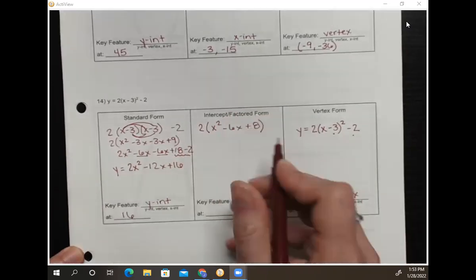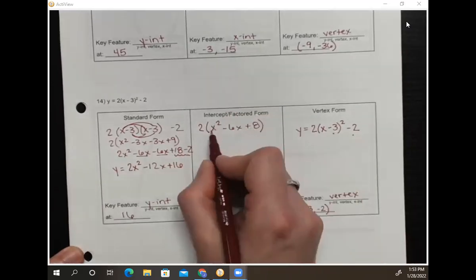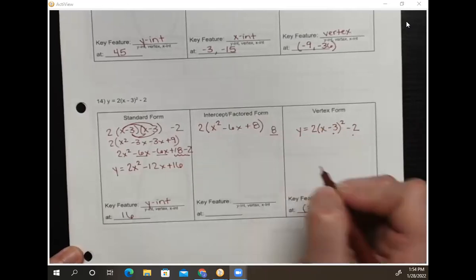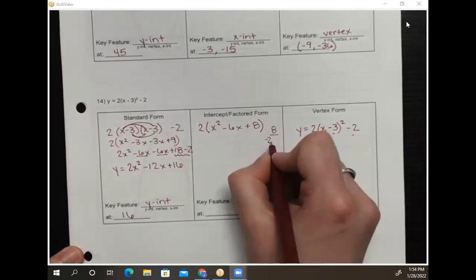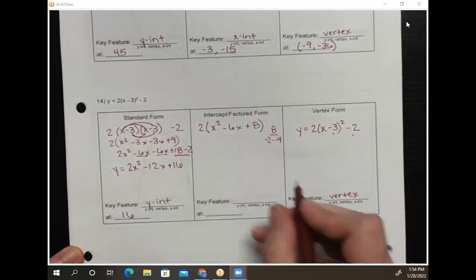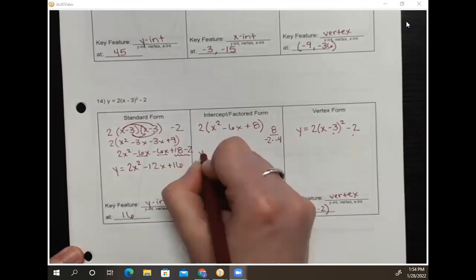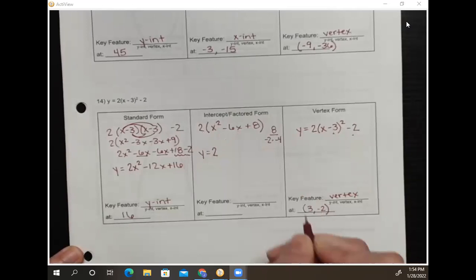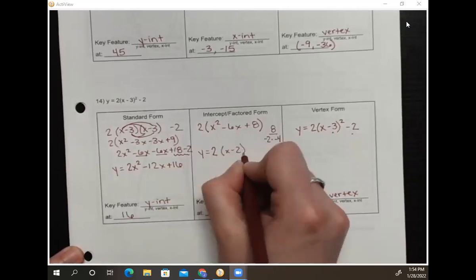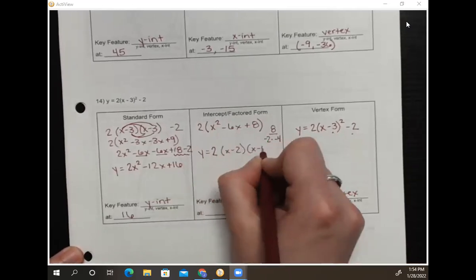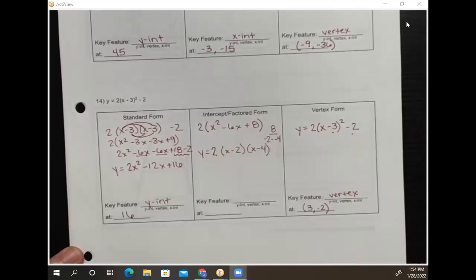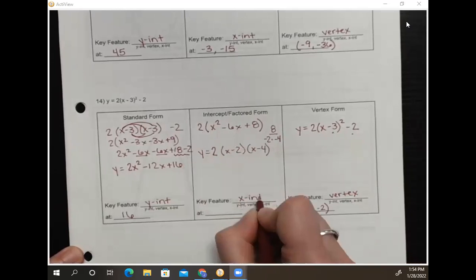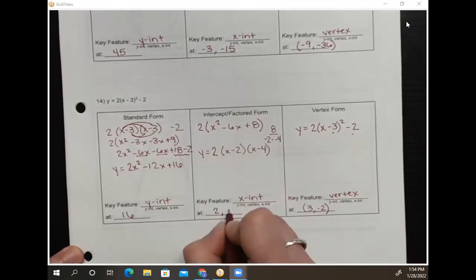And now if I look inside those parentheses, I still have an x squared, so that means we can keep factoring. I want factors of 8 that add to negative 6. That'd be negative 4 times negative 2, or negative 2 times negative 4. So my factored form would be my GCF in front, don't forget that, and then x minus 2 times x minus 4. There's my factored form. Factored form, remember, shows me the x-intercepts, and my x-intercepts here would be positive 2 and positive 4.